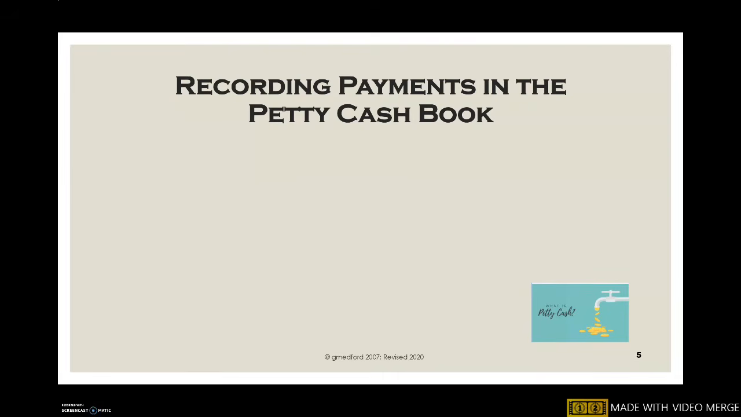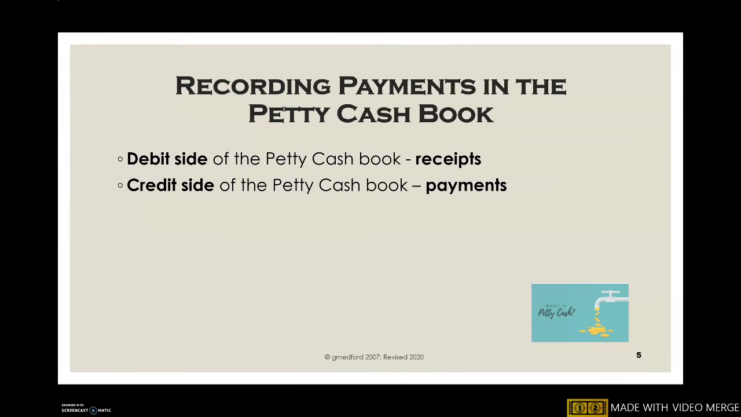How do we record transactions in the petty cash book? The debit side of the petty cash book is used to record receipts. The credit side of the petty cash book is used to record payments. The petty cash book consists of analysis columns, and the totals of these columns are posted to the relevant ledger accounts.